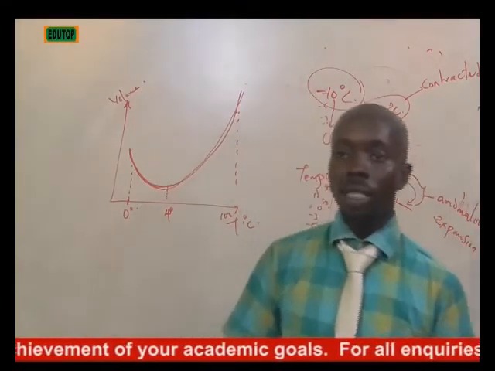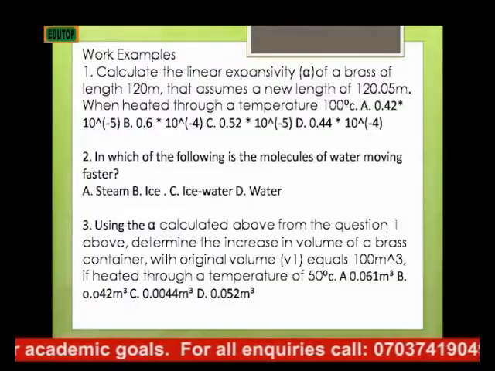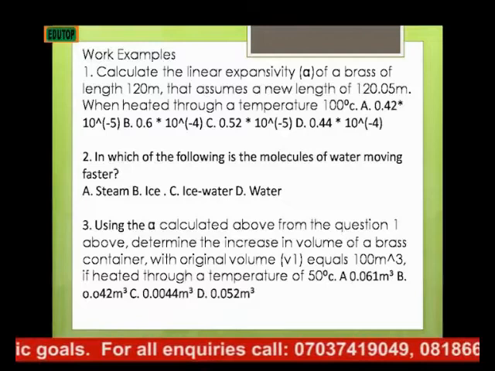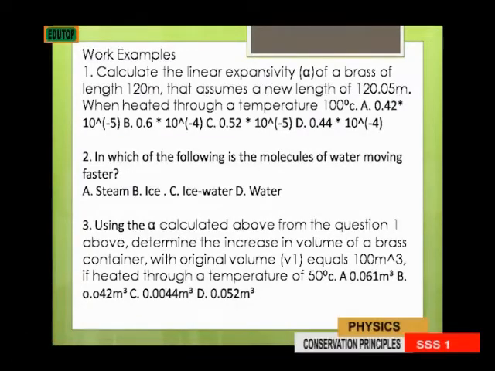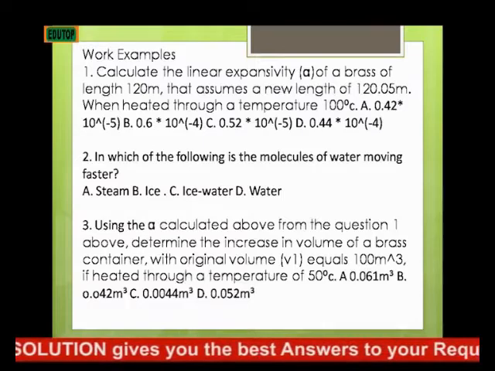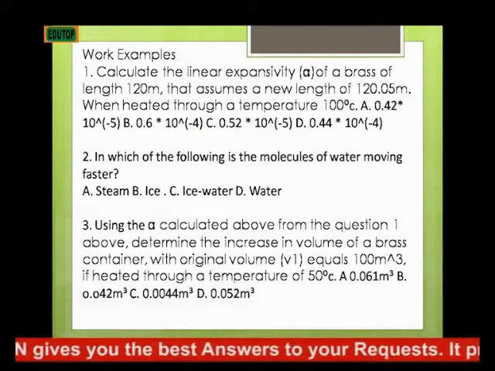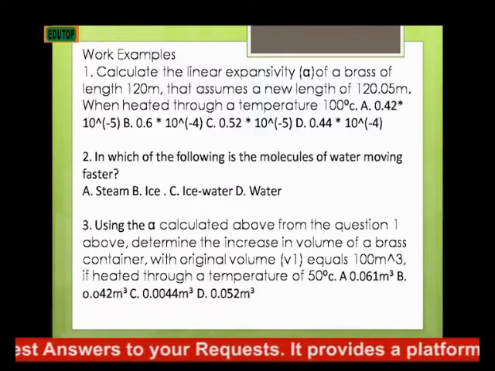So at this junction, we'll go into some worked examples of our linear expansivity and all other things we discussed. Number 1, question 1. Let's deal with question 1 without wasting much time. Number 1 says, calculate the linear expansivity alpha of a brass. Write out your parameters. That's the instruction.